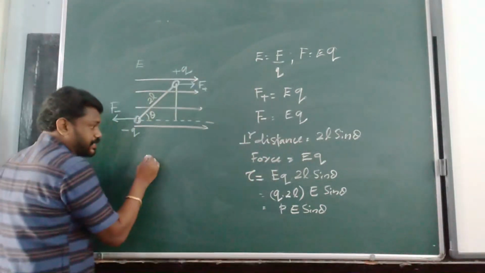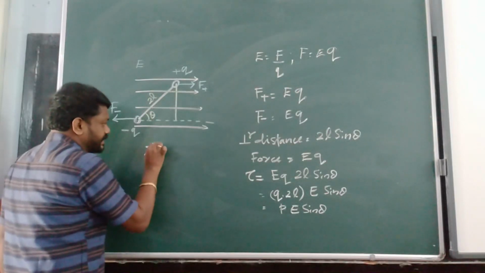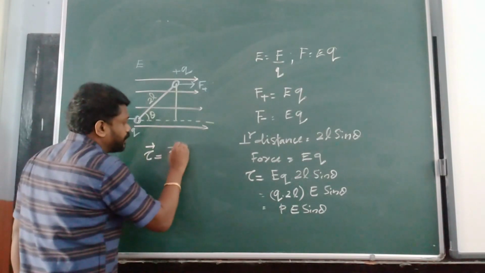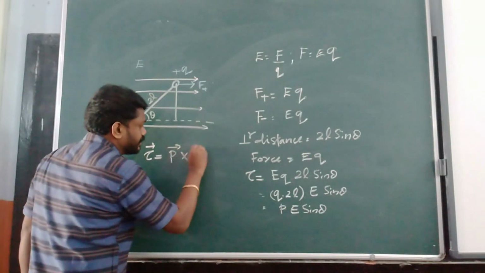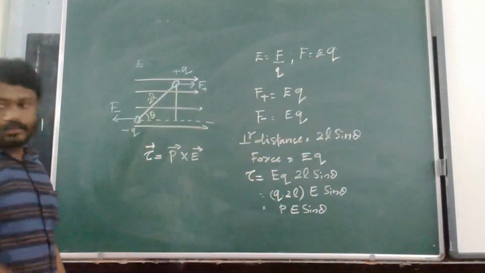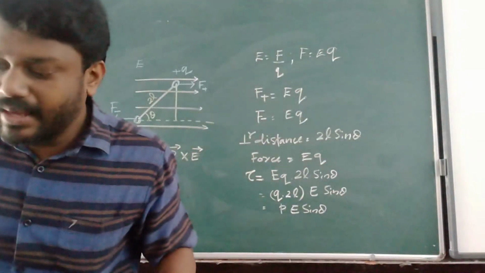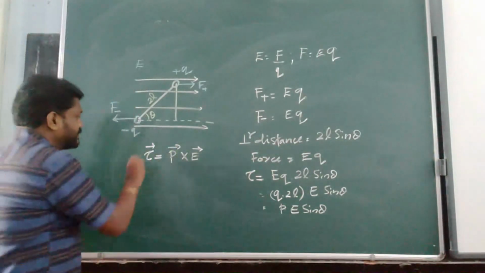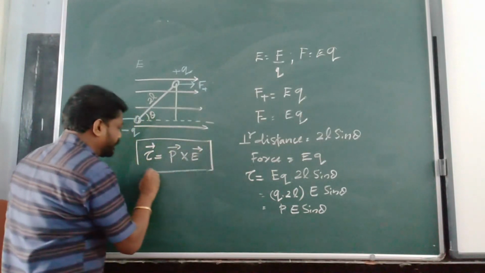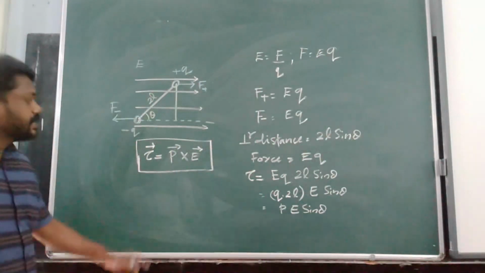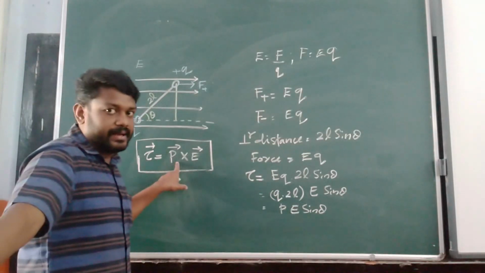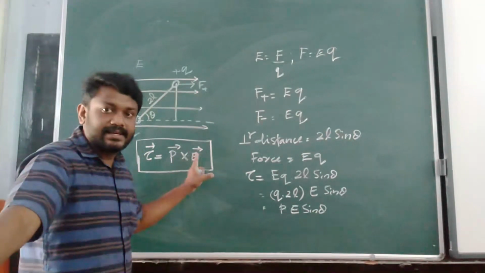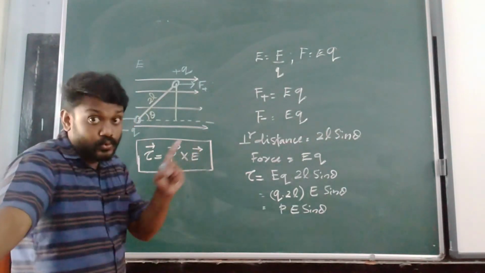In vector notation you can express it as vector tau, torque, which is also a vector. Tau is equal to vector P cross vector E. That is the torque experienced by a dipole when it is placed in an external uniform electric field.